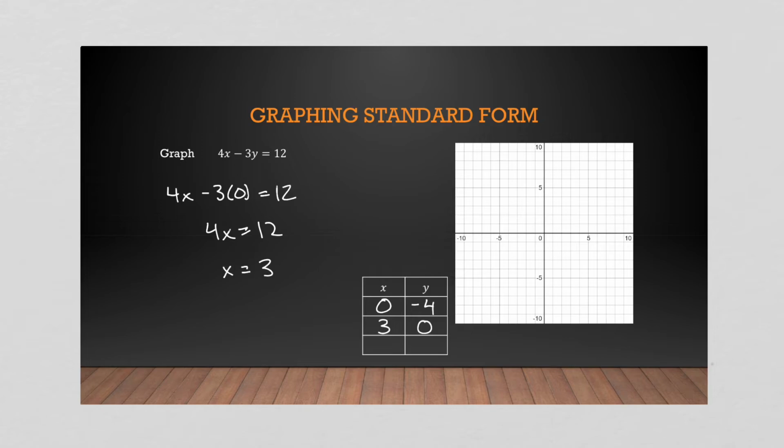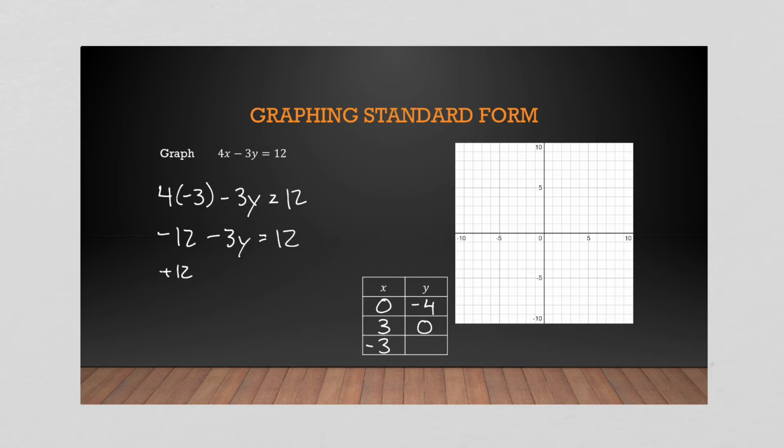So now I'm just going to pick my next point as negative 3. I'm not going to go to 6 this time. I'm just going to flip the sign. So I'll just change my equation. And this time I will plug in my x value as negative 3. And I'll work it out. So I have negative 12 minus 3y equals 12. Then I'll add 12 to both sides. Negative 3y equals 24. Y equals negative 8.